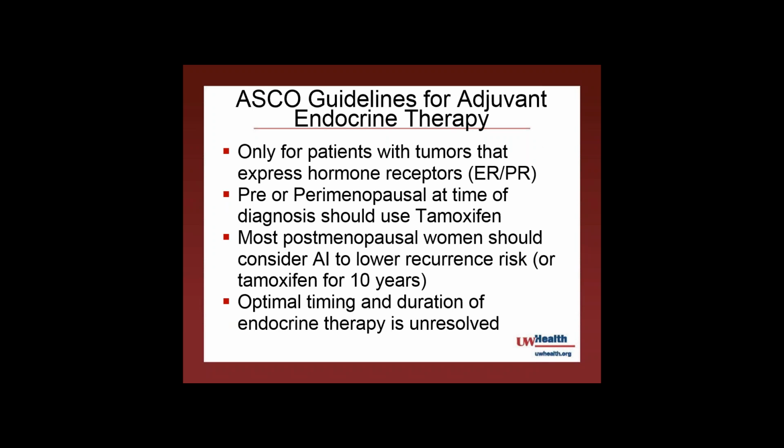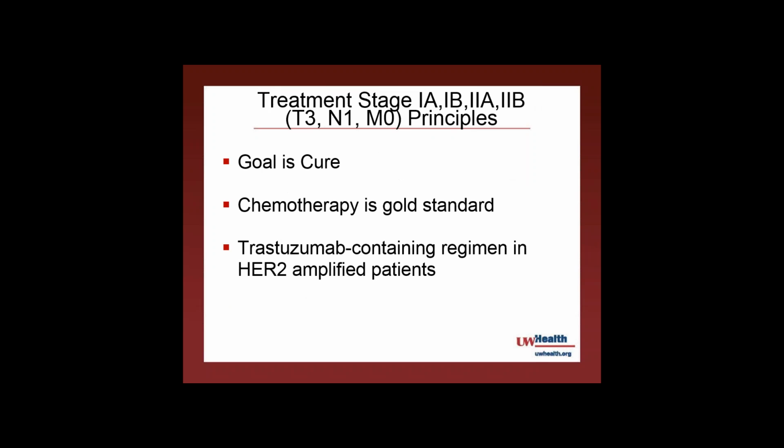The ASCO guidelines for adjuvant endocrine therapy are only for patients that express hormone receptors, ER/PR. If you are pre or perimenopausal at the time of diagnosis, the answer is tamoxifen. Most postmenopausal women should consider an aromatase inhibitor to lower recurrence risk, or tamoxifen for 10 years. The optimal timing and duration of endocrine therapy is still unsolved. So later I'll talk to you about data for continuing aromatase inhibitors in later stage disease, and I'll point out that key point from that slide.